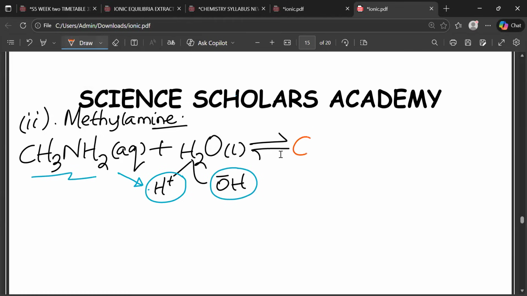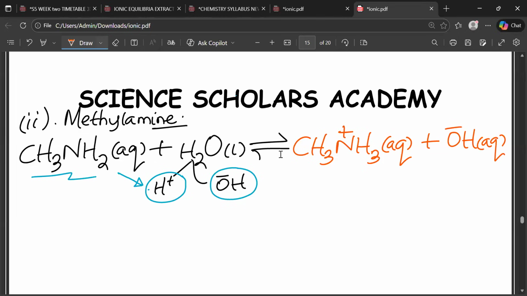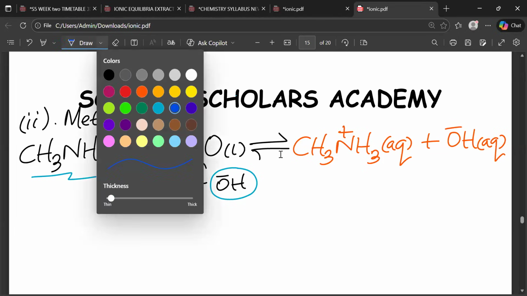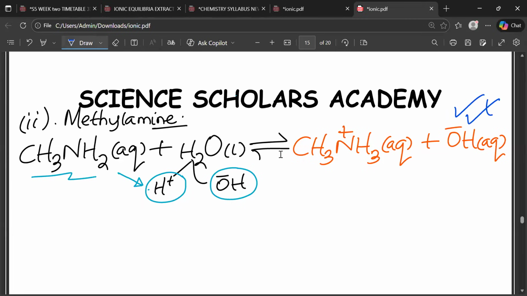So what has been NH2 becomes NH3. But I told you that incoming H comes with a plus, which plus must sit on N. And never forget the aqueous. Then the other OH must be part of the products. And it is aqueous like that. And that's how you get all your marks. I don't know if that is hard.